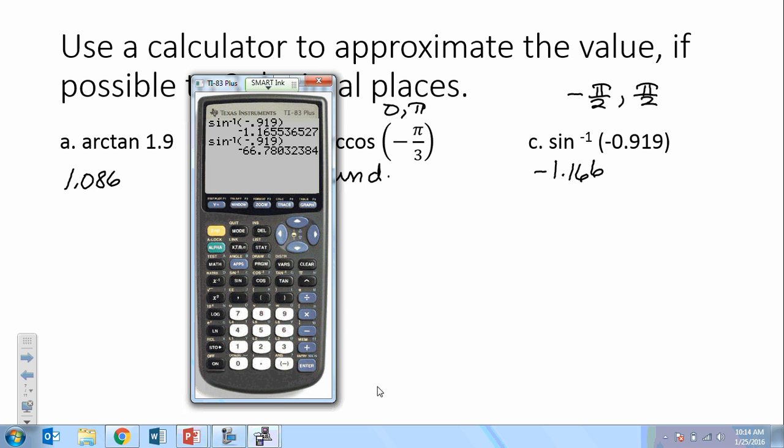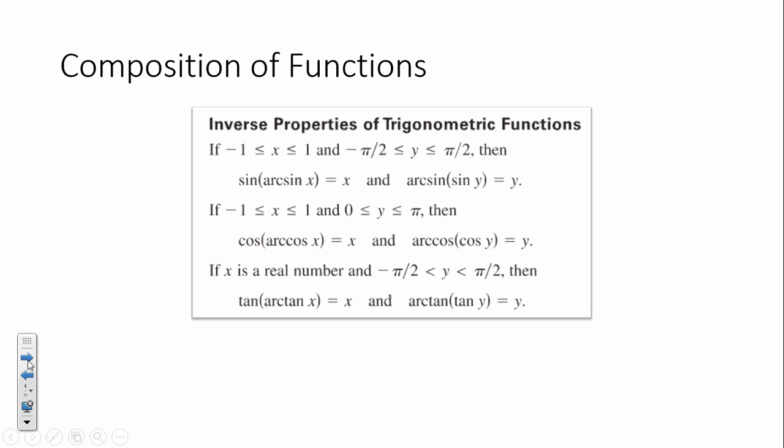Everybody good? All right, we know how to do it mentally and also with our calculator. All right, so inverse properties, composition of functions. Again, I'm not going to assess you over this, but I want you to be exposed to it so you're ready for it in calculus.